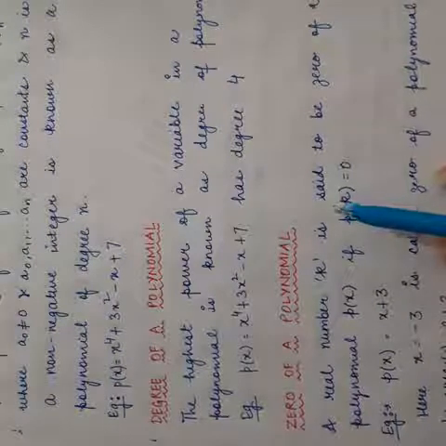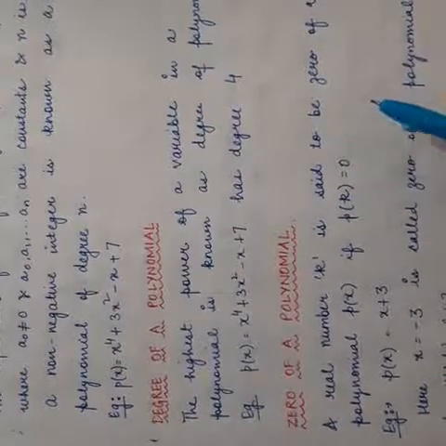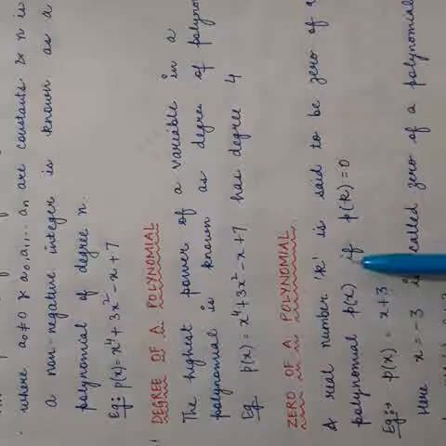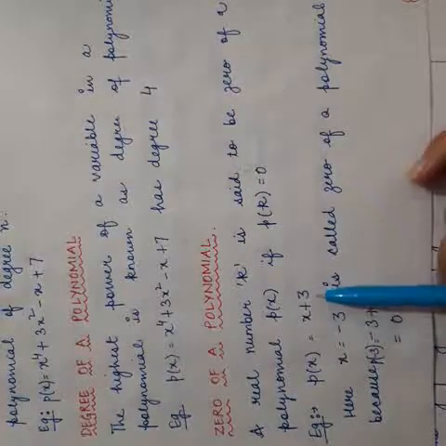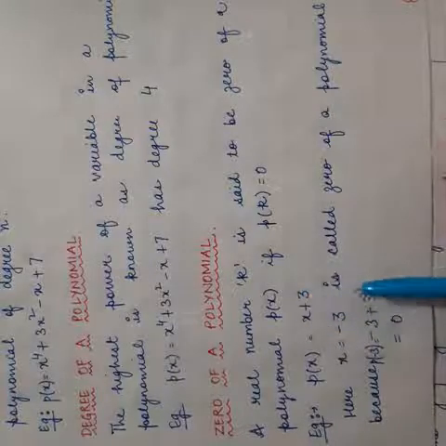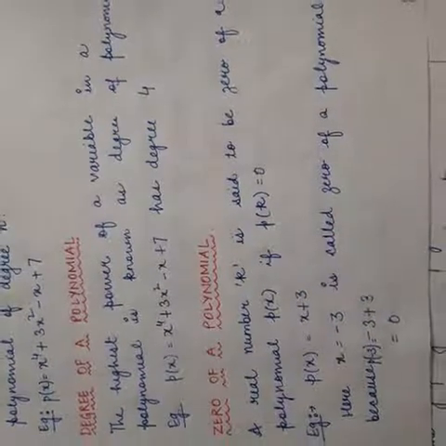Next we have the zero of a polynomial. Very important. A real number k is said to be the zero of the polynomial p(x) if p(k) is 0. In simple terms, what is the zero of the polynomial? Any real number which, when substituted in the polynomial in place of x, gives the answer 0 on solving, is the zero of the polynomial.